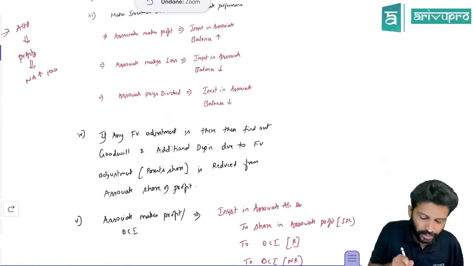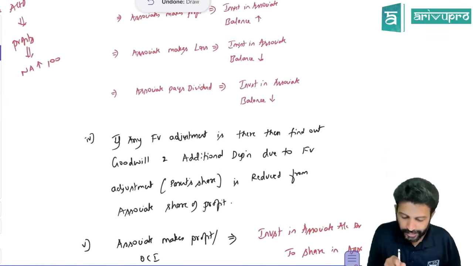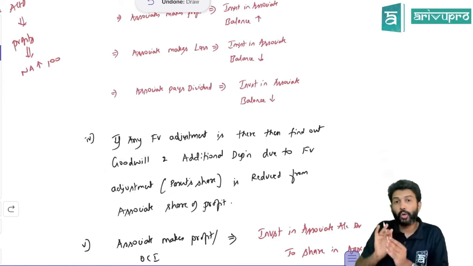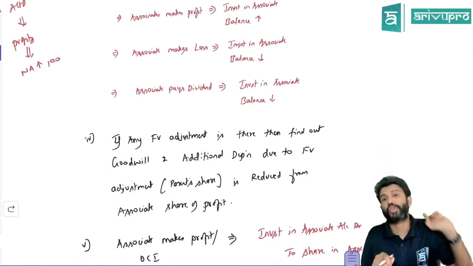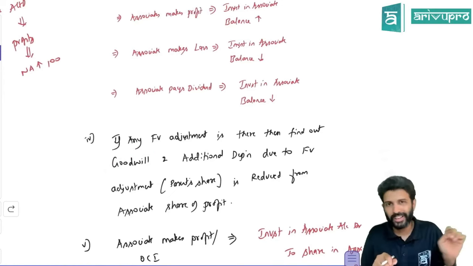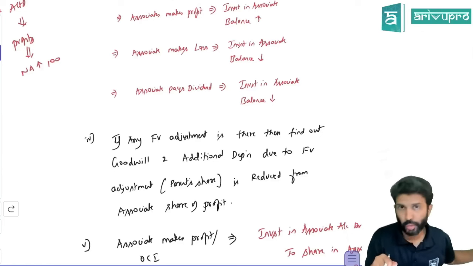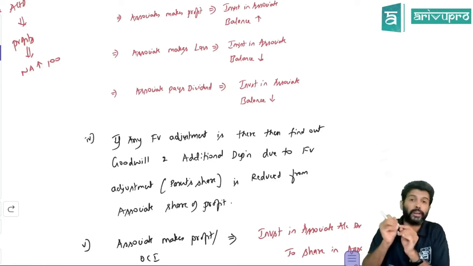If there is any fair value adjustment here, then take that fair value adjustment for calculation of goodwill. Sir, you'll show goodwill, no? Goodwill is calculated, but it is not shown. It's only for reporting purpose. Whenever you do associate consolidation, you will calculate goodwill the same way. But this goodwill is not shown. It's not accounted. It's only disclosed.